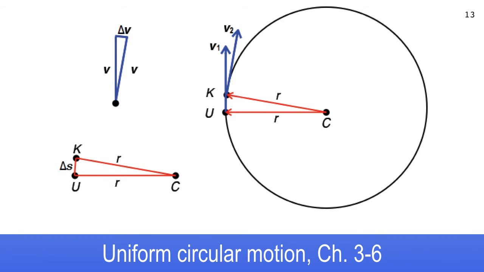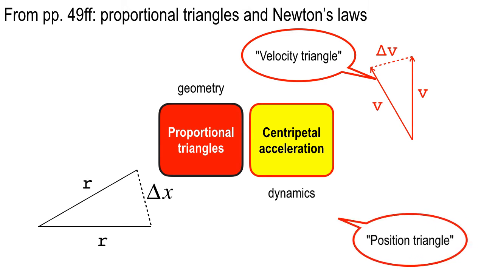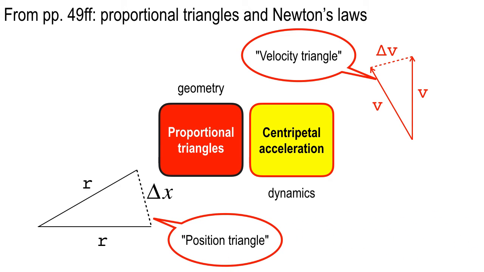Here's a diagram from that chapter, around page 49 and so forth. If you look in that chapter 3-6, you see a bunch of triangles. This red one up here is what I call the velocity triangle, and this one down here is the position triangle. The dashed line that you saw on the previous slide, where the blue square went around clockwise, is the same as these ones marked R for position triangles.